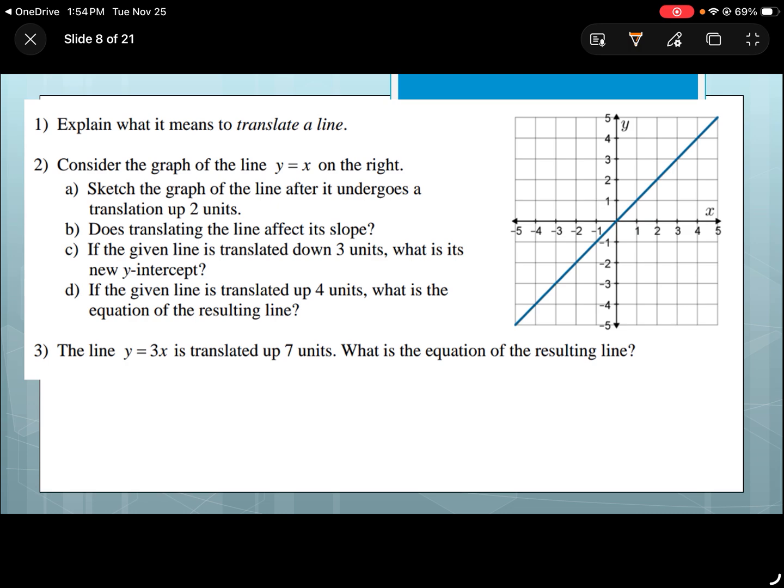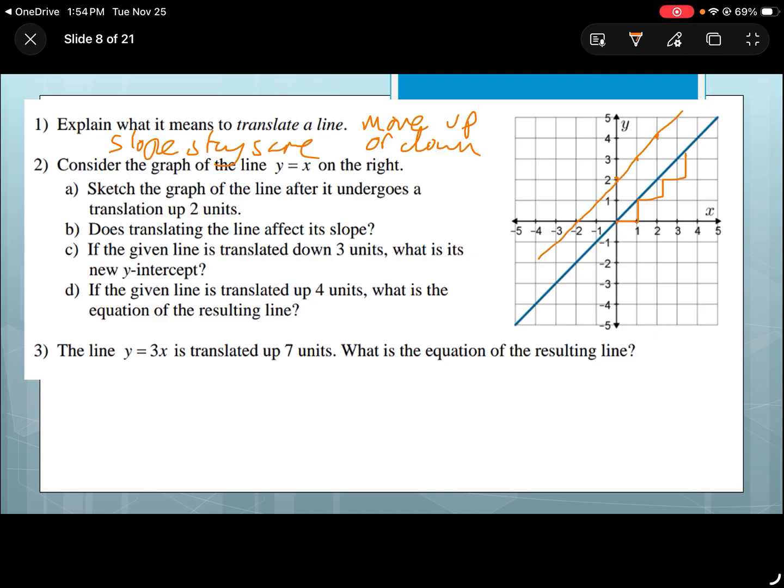Okay, explain what it means to translate a line. Effectively, you're going to move up or down, and you should say something along the lines of slope stays the same. Consider the graph of the line y equals x on the right. Sketch the graph of the line after it undergoes translation of 2 units. So notice how every single time I go right 1, I go up 1, because that is 1x, isn't it? So if it shifts 2 up, it's still going to go right 1, up 1, right 1, up 1. It's going to look something like that.